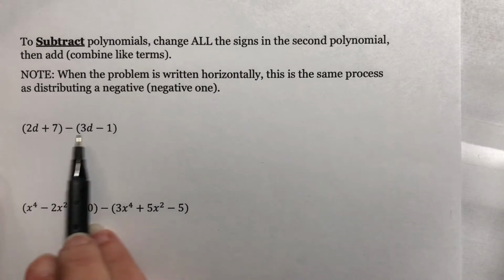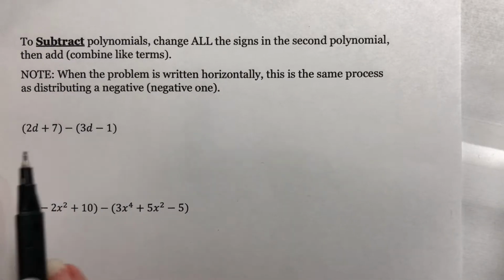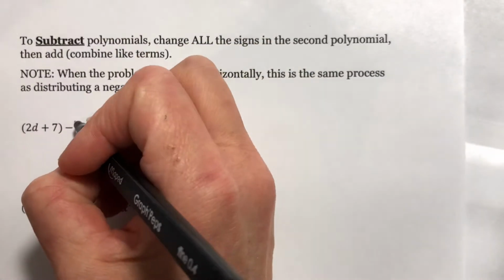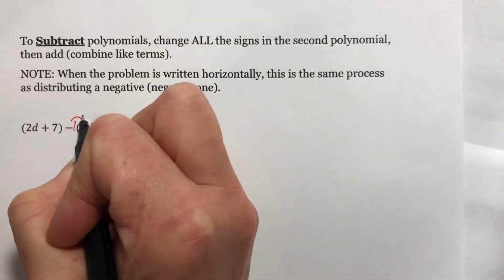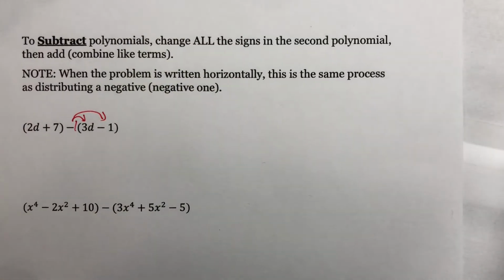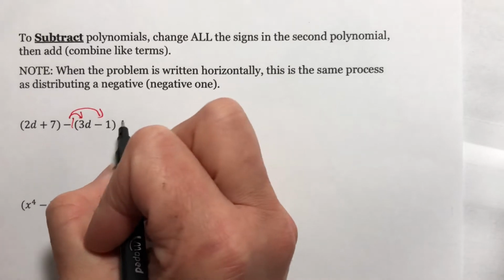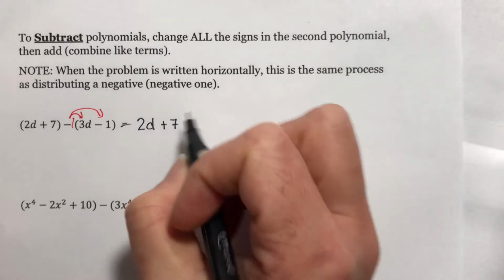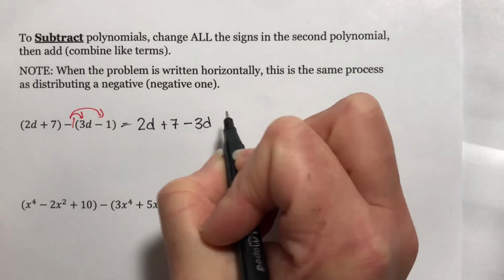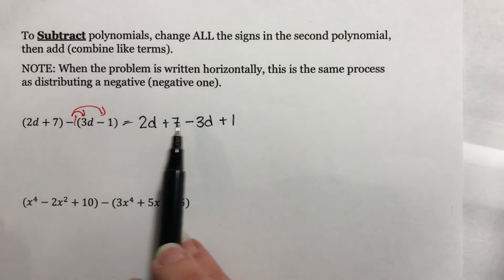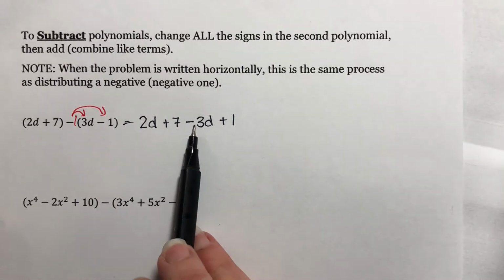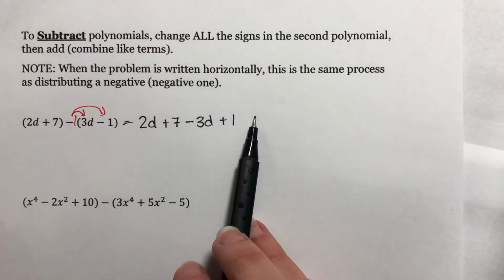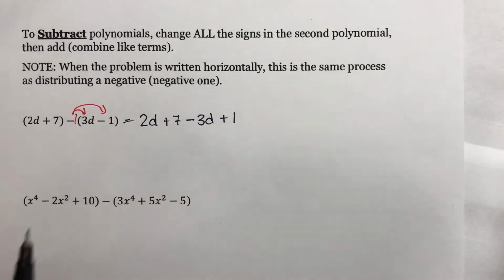When a problem is written horizontally like this one, we're doing exactly the same thing we've been doing all along. We have said that there is a -1 right here, and we have to distribute the -1. Okay, now look what happens when we do that. The first one stays the same. We get 2d plus 7, and then we get minus 3d plus 1, which means if you look at it, we changed the sign on every term in the second polynomial. We're distributing a -1.